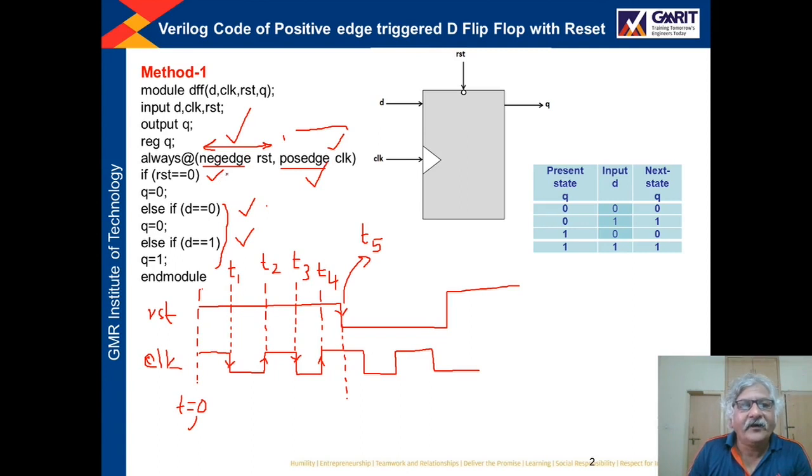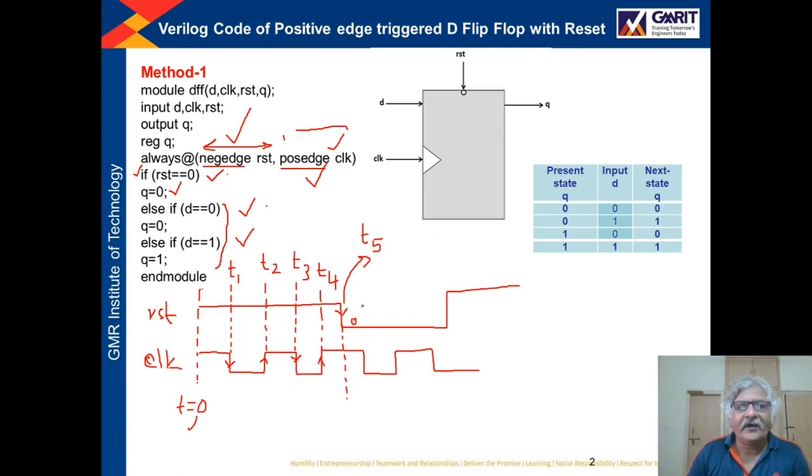And once it is activated, the first condition is evaluated: if RST is equal to 0. Now see here, after the negative edge, what happened? RST will become 0. Yes, it is 0. And if it is 0, then 0 will be assigned to Q. The other conditions, whatever the value of D and other things, will not be tested now. Immediately 0 will be assigned to Q. So your flip-flop will reset, right?